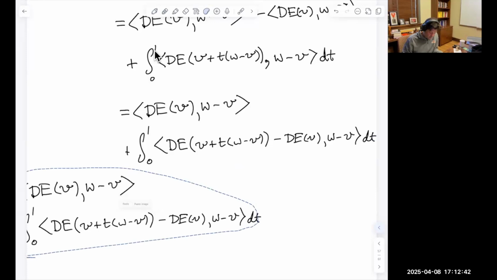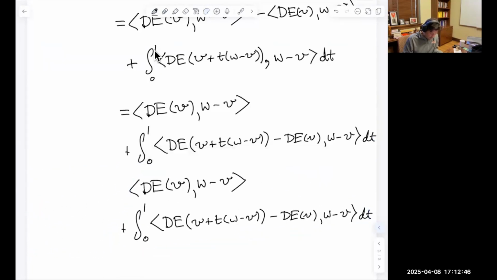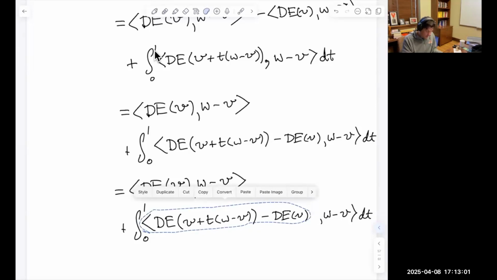Copy and paste. So if I really do want to put that T in there, I'm just going to treat T as if it's some constant with respect to what I'm about to do, right?